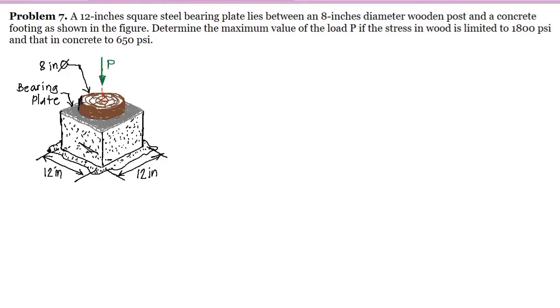Problem number 7. A 12 inches square bearing plate lies between an 8 inches diameter wooden post and a concrete footing as shown in the figure. Determine the maximum value of the load P if the stress in wood is limited to 1,800 psi and that in concrete to 650 psi.